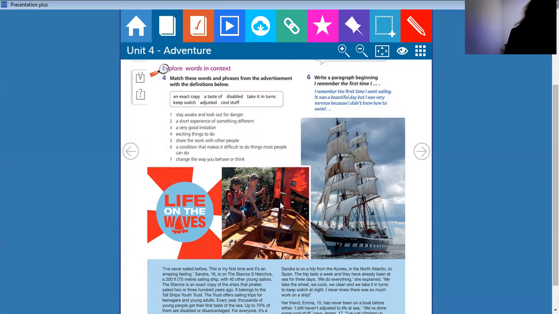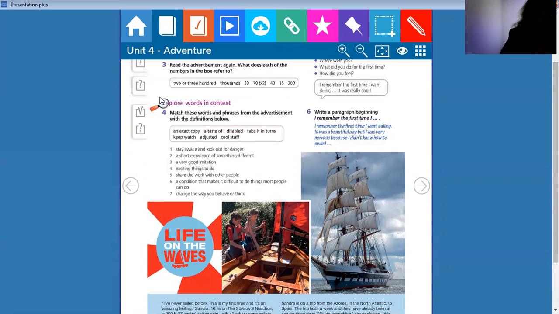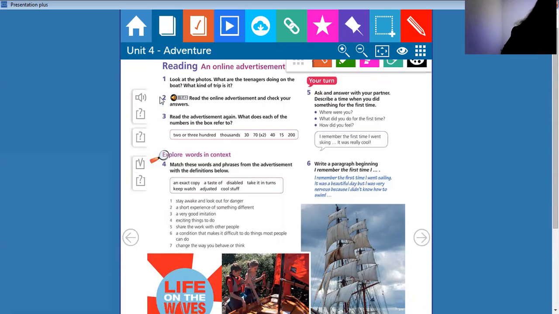Tall ships. Now look at this. The next exercises. Here you have: read the online advertisement and check your answers. Look at this, Exercise 2. What do they do? They do everything there. Take the word, look at this. Cook, clean, and keep watch at night. Okay.